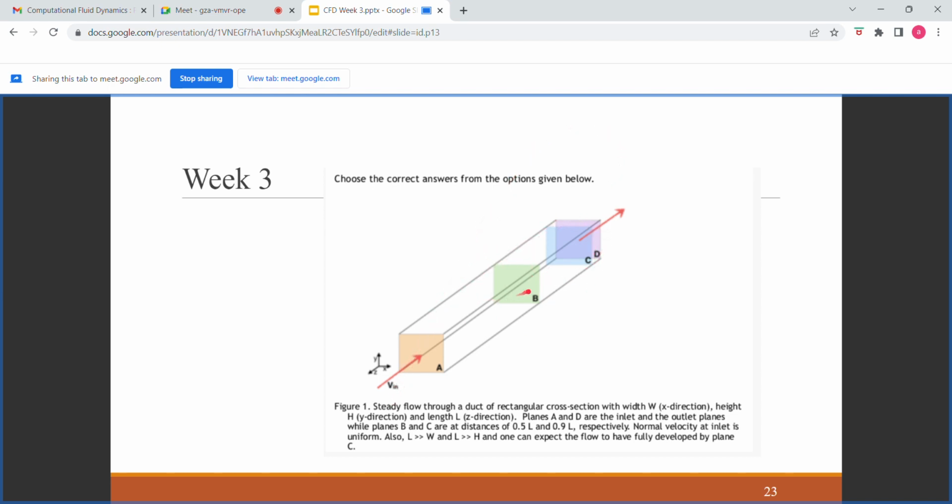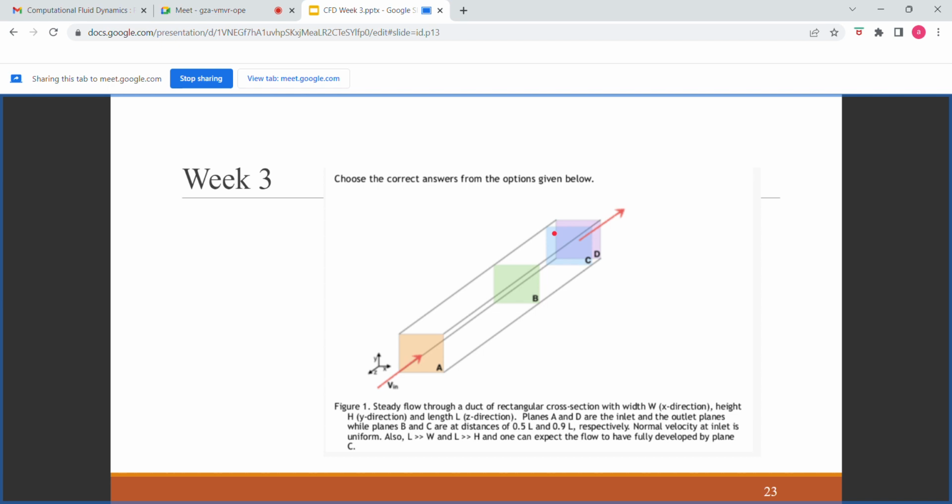Considering that B is somewhat in the midpoint, that is, if length is L, B is at 50% of length L, and C is almost 90%, 0.9 times L. It is given that normal velocity at inlet is also uniform. So considering all these things, the flow is expected to be fully developed by plane C. By plane C, the flow is almost fully developed.